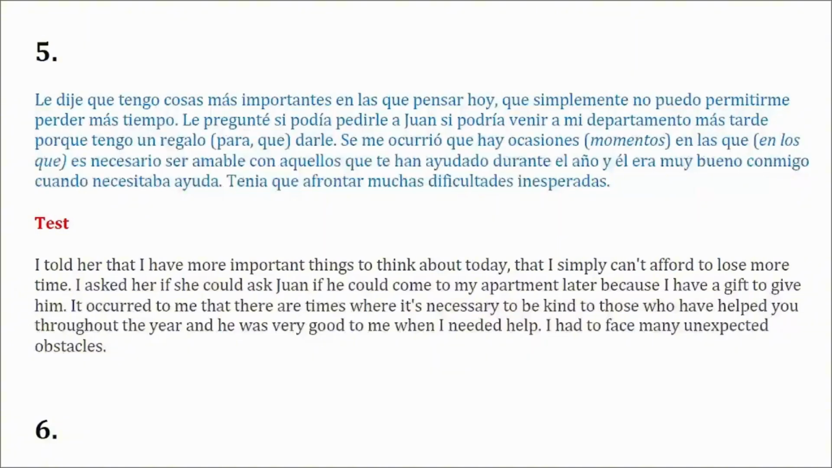Let's look at text number 5. Le dije que tengo cosas más importantes en las que pensar hoy.